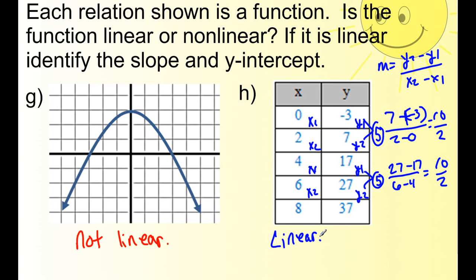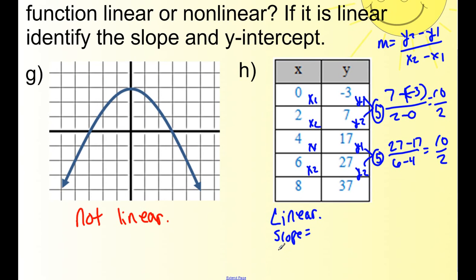Darn. Because it's linear, now we got to do some of that extra work, like finding the slope and the y-intercept. Okay, well, the slope is already done. We found that when we were figuring out if this was linear or not. The slope was 5.